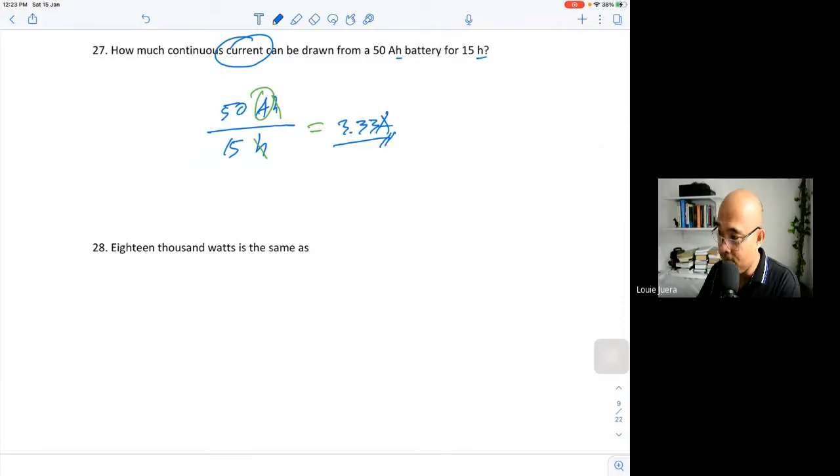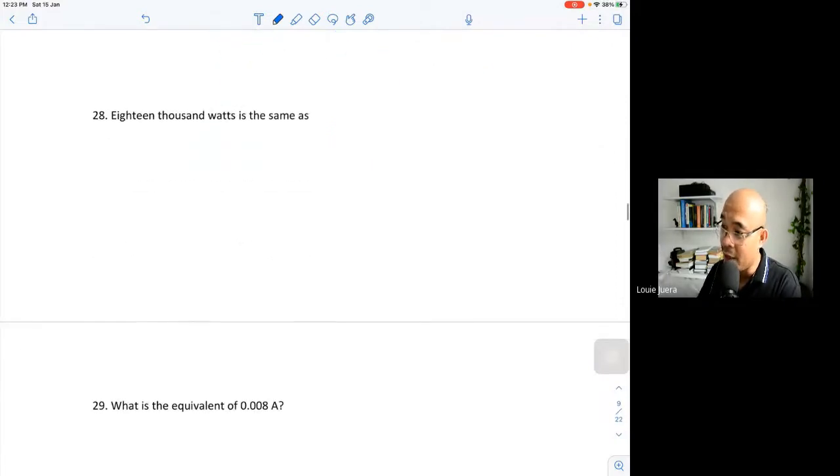Very, very simple. Okay, so 18,000 watts is the same as, so 18,000, 1,000 is K. So watts is W. So basically, this is 18 kilowatts.